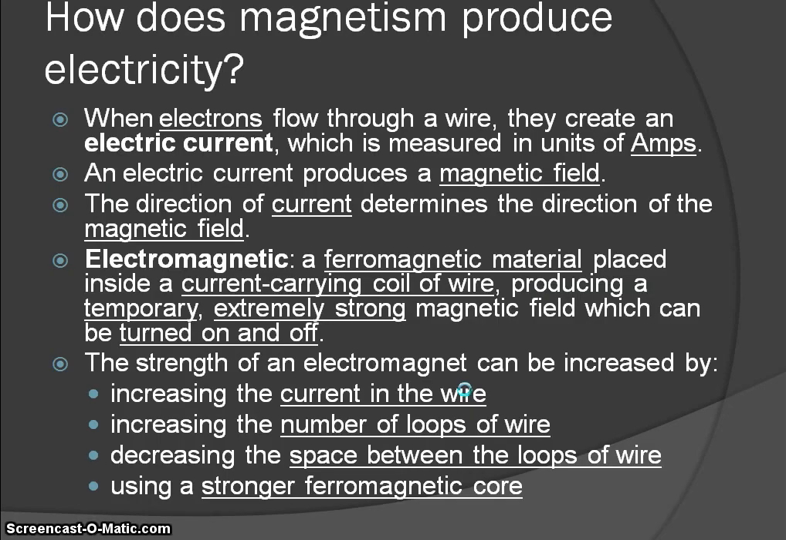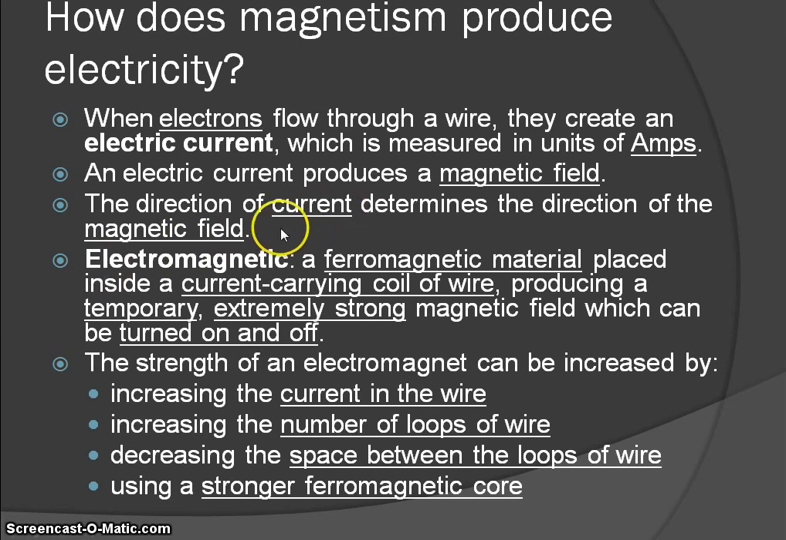Magnetism can produce electricity, and electricity can produce magnetism. When we have electrons flowing through a wire, we have a current, which is measured in units of amps. And that current will produce a magnetic field. And the direction of the current will determine the direction of the magnetic field.